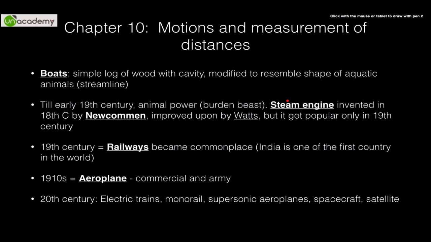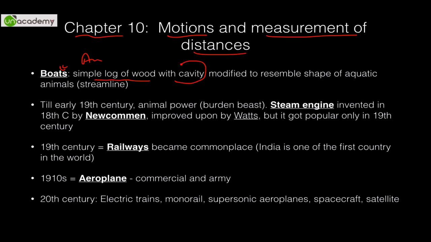Now chapter number 10 deals with motion and measurement of distances. Obviously a chapter from physics. So only the summary of it: boats were there initially as a mode of transport since ancient times, a simple log of wood with a hollow cavity. They were then modified to resemble the shape of aquatic animals. Till date we are doing the same, like planes resemble flying eagles. So this is called biomechanics and biomimicry. We try to mimic them, and we try to produce our machines according to biological beings.